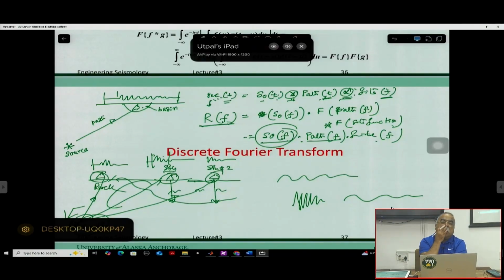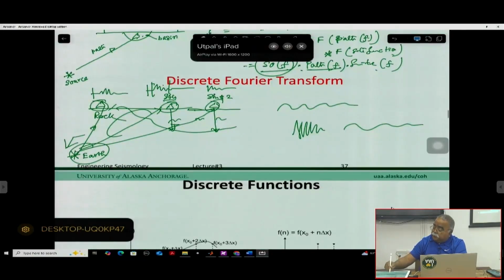Yeah, so basically in the dynamite explosion, as I said, it is a very impulsive source. The source will be just an impulse. It will be just an impulsive source like this.